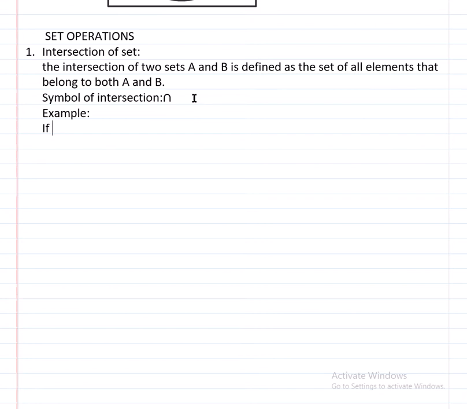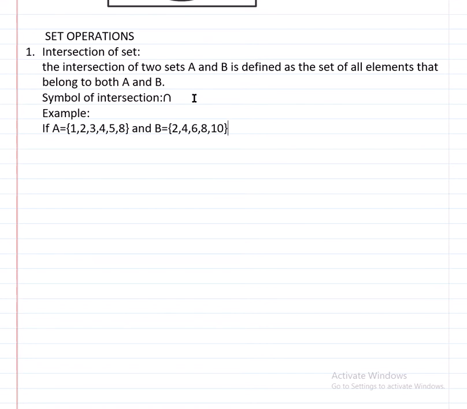If set A is 1, 2, 3, 4, 5, 8, and set B equals, let's say, 2, 4, 6, 8 and 10, so multiples of 2.